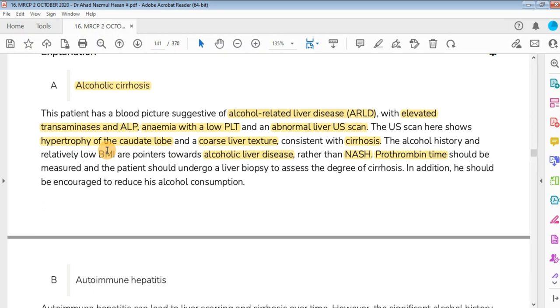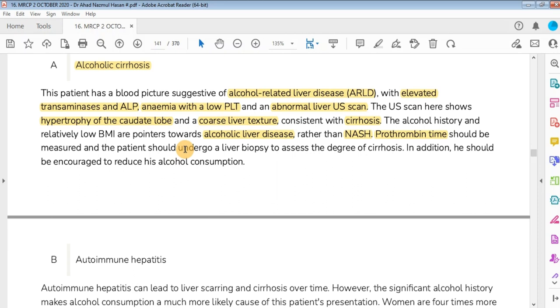With elevated transaminase and ALP, anemia with low platelets and abnormal liver ultrasound scan, the US scan here shows hypertrophy of the caudate lobe and coarse liver texture consistent with cirrhosis. The alcohol history and relatively low BMI are pointers towards alcoholic liver disease rather than non-alcoholic steatohepatitis. Prothrombin time should be measured and the patient should undergo a liver biopsy to assess the degree of cirrhosis. In addition, he should be encouraged to reduce his alcohol consumption.